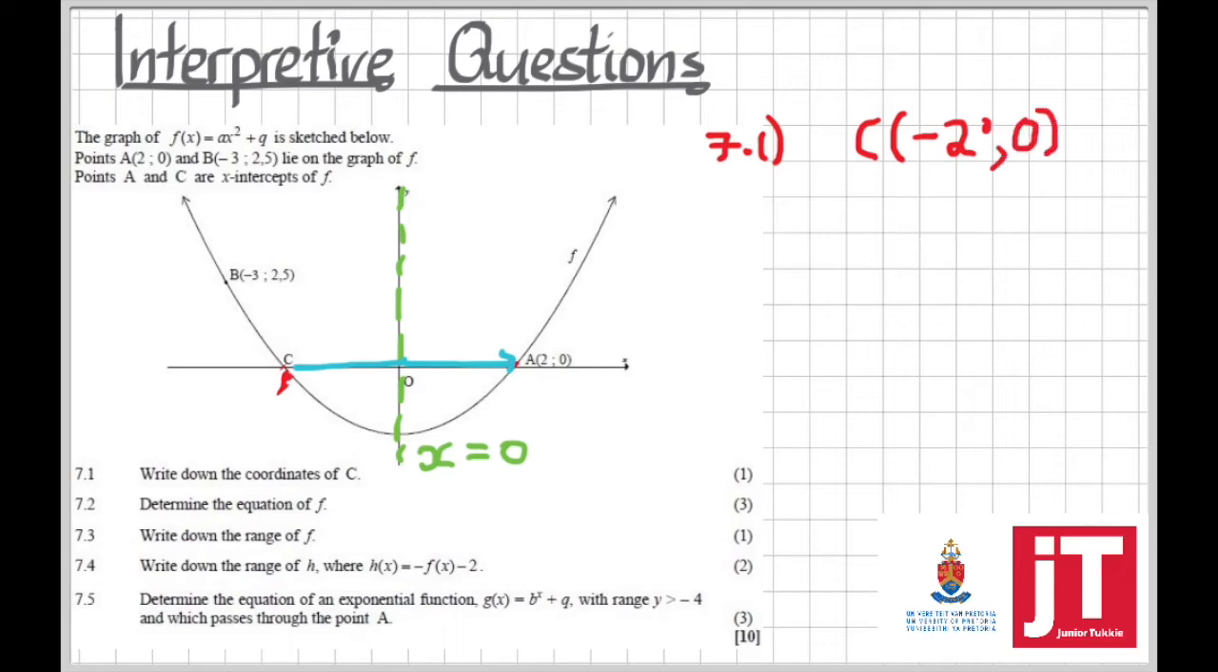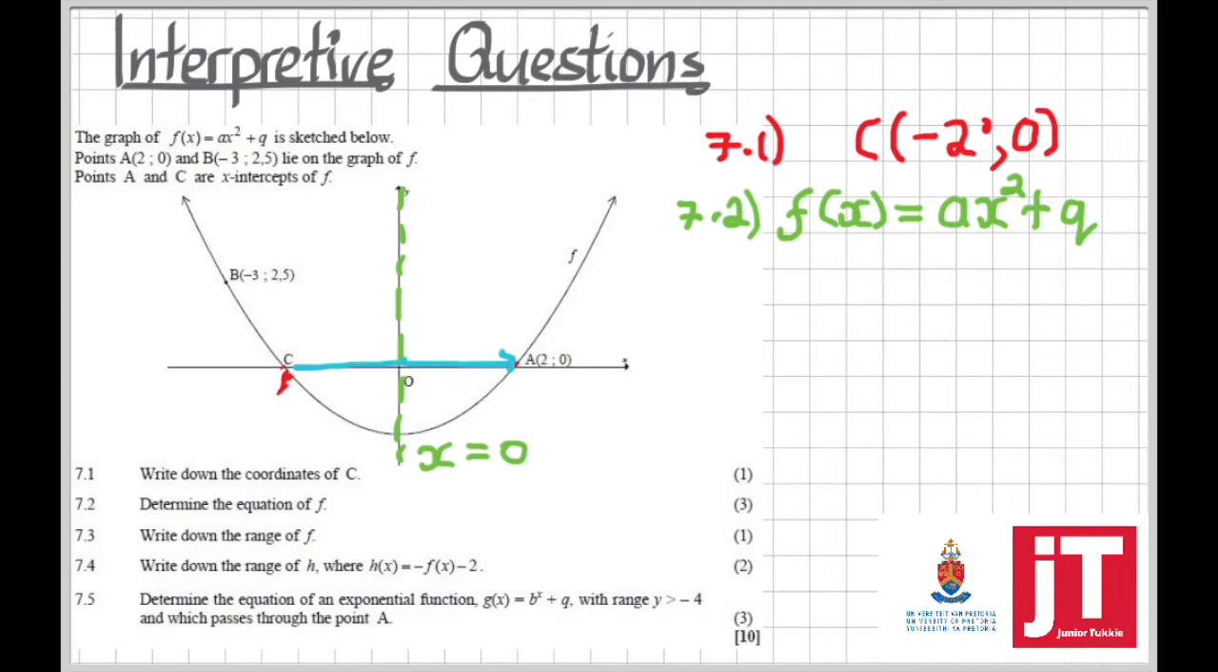We move on to 7.2. We are required to determine the equation of f. So we're going to start off by identifying that function. The general equation f of x equals ax squared plus q is a general equation for a parabola. So we know we're dealing with a parabola, and I'm going to start off by writing that general function. But what are we going to do with that general function? We go back to the diagram. We want to make use of the given information.